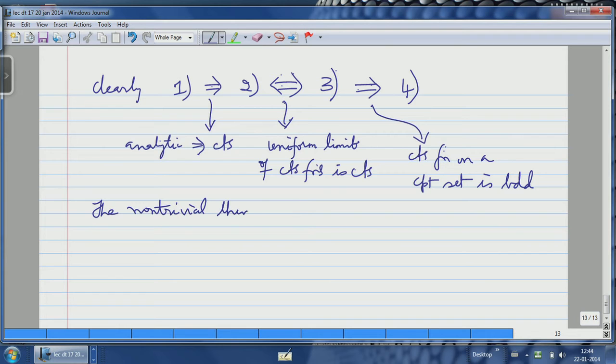So the non-trivial thing to prove is 4 implies 1, namely that boundedness in a neighborhood of the point gives you analyticity at that point, which is an amazing thing. Interestingly, the way you prove it is again using Laurent expansions. You just use the Laurent expansion.